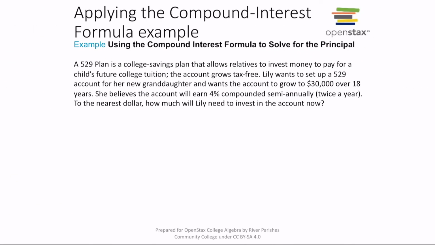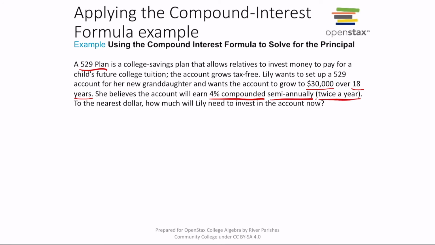So use the same principle now. Pause the video right here and try to solve this problem. Here they have given that a 529 plan is a college student saving plan, and they have given that Lily wants to set up a 529 account for her new granddaughter, to grow $30,000 over 18 years. She believes that the account will earn 4% compounded semi-annually.